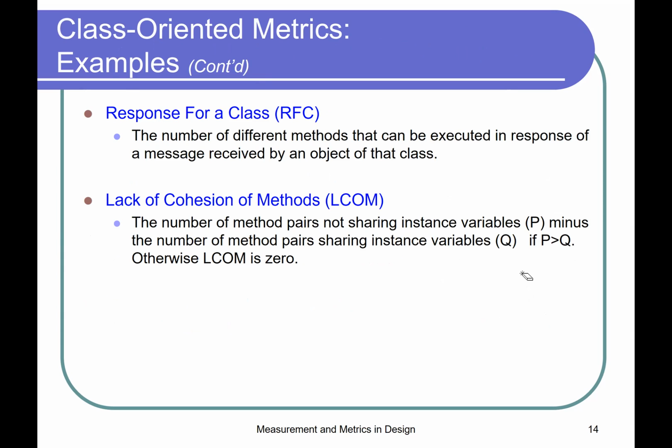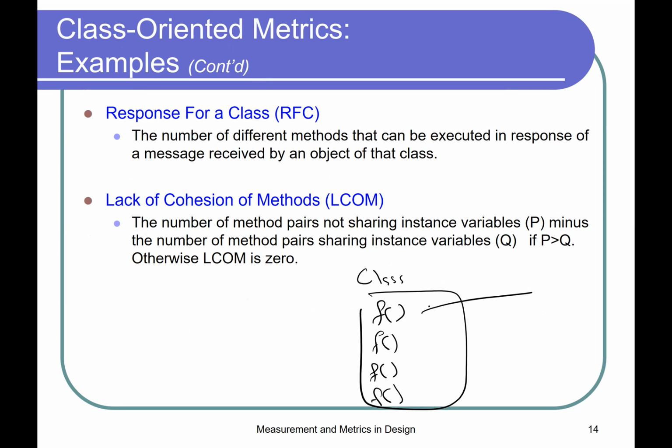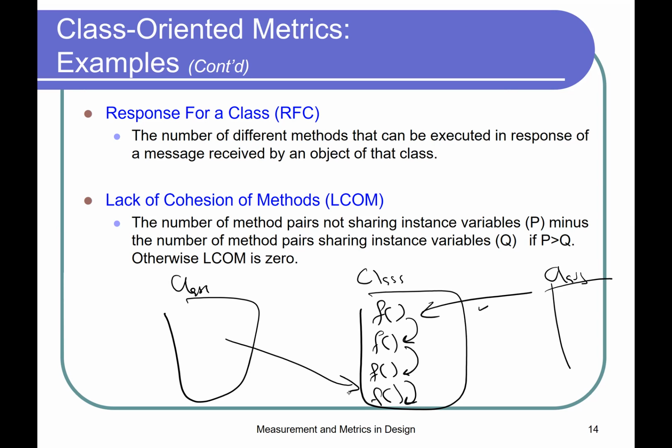One other one is called the response for a class. So let's just say I have a class over here. I have different functions, and I get a method call from something that's outside, another class. The response means how many of these functions did I actually execute as a response to this call over here. So one scenario is I might end up calling a function over here, and then it executes without calling any other function.